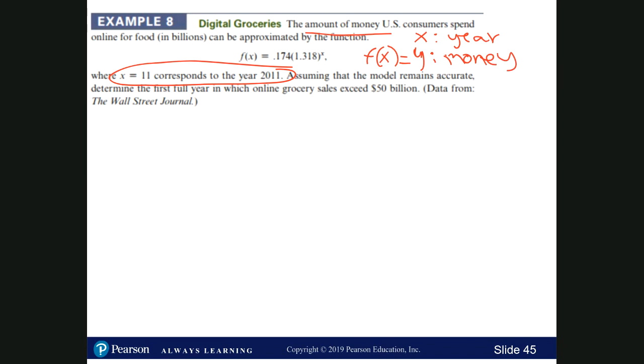So the question here is, assuming that the model remains accurate, determine the first full year, so we're looking for x, in which online grocery sales exceed 50 billion. So they're giving us y, the output, or we could say f of x equals 50. Again, we're talking about exceed, so we're going to be looking for something greater than 50. However, we're just going to substitute f of x into this function.